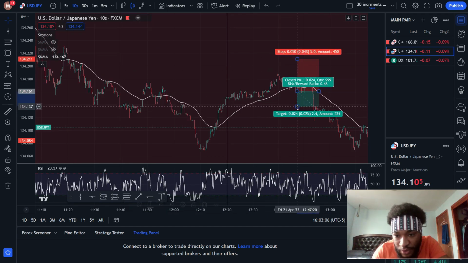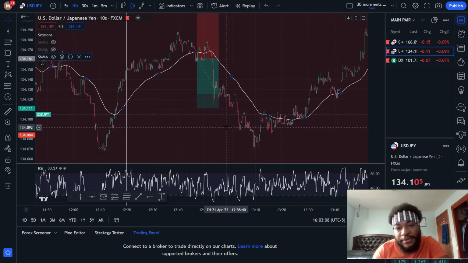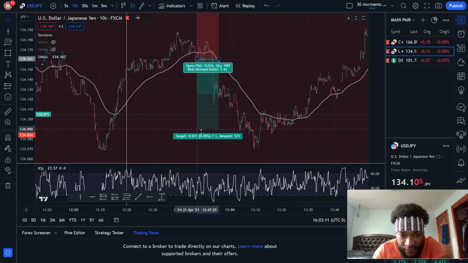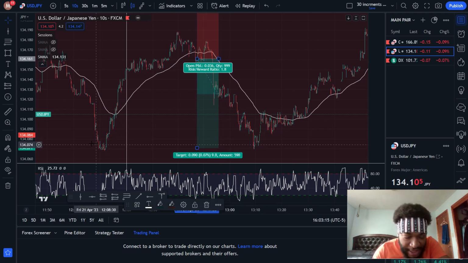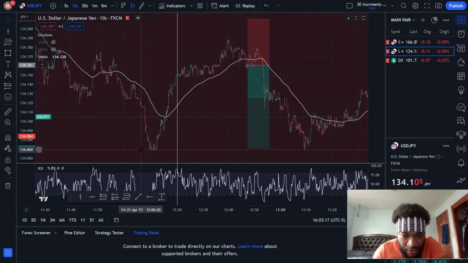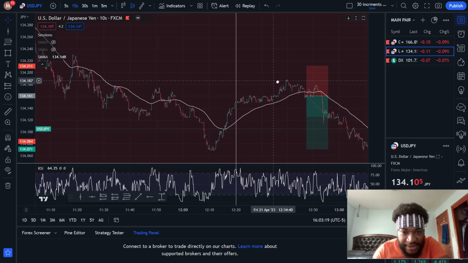5 pips for 5 pips. You see that? And then let's see how far I went. I went 8 pips. But obviously I wouldn't have even gone down here because see, this is actually a demand area.